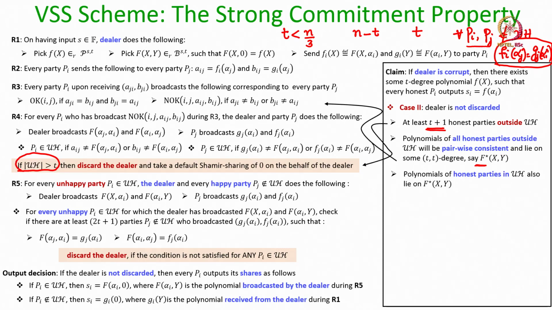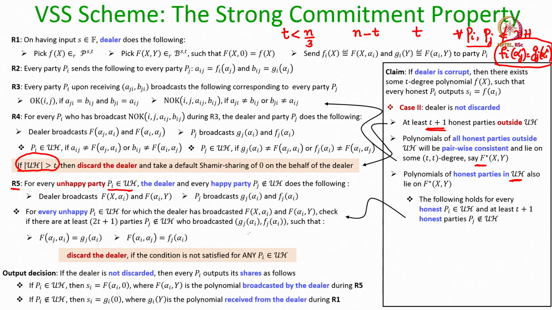Now, we next claim that even the honest parties who are in the unhappy set, their polynomials finally also lie on this t degree bivariate polynomial f star. Let us see why. For every potential honest party who is present in this unhappy set, their final polynomials are the polynomials which the dealer makes public during round 5.